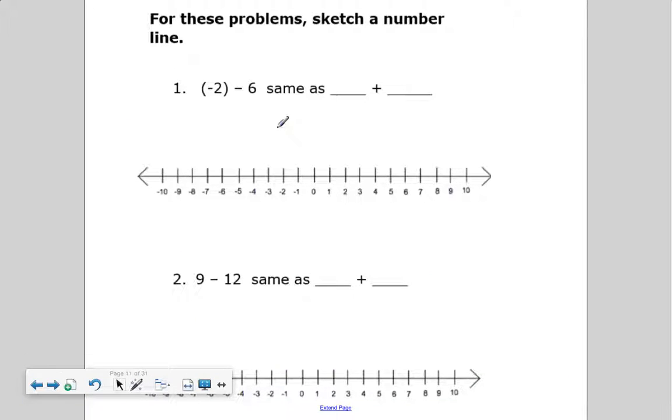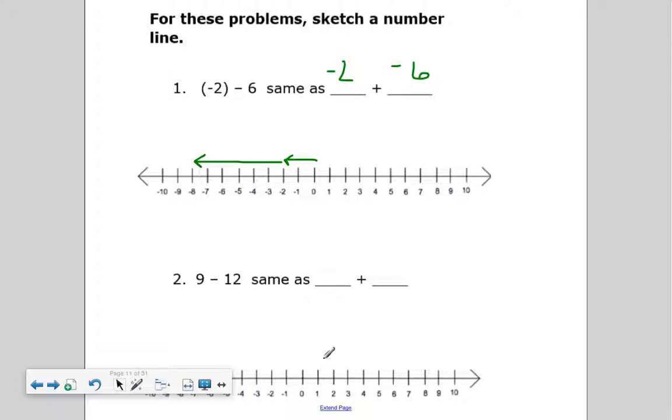So for these problems, can you sketch a number line? So I'm starting at 0. I go to negative 2. Minus 6. I go back 6 spaces. So that's negative 8. This could be rewritten. How can I rewrite this as an additive expression? I keep the negative 2. I add. Opposite of 6 is negative 6. So negative 2 minus 6 is equivalent to negative 2 plus negative 6.